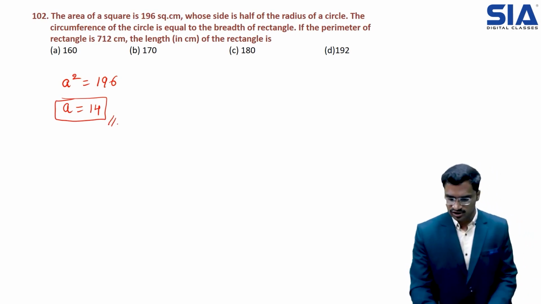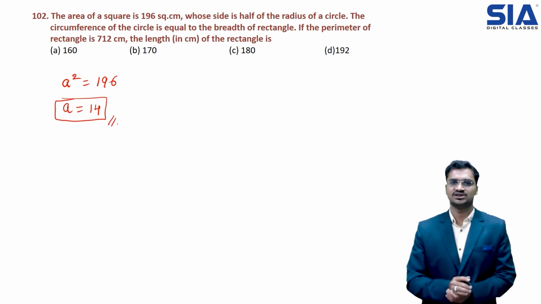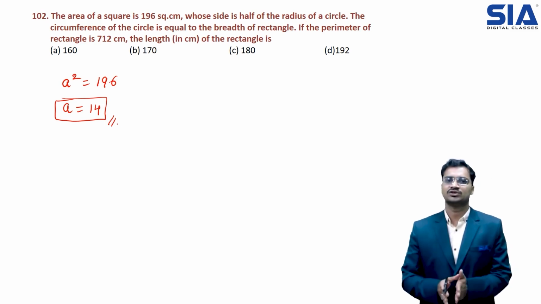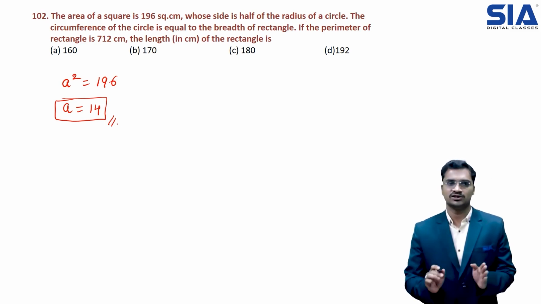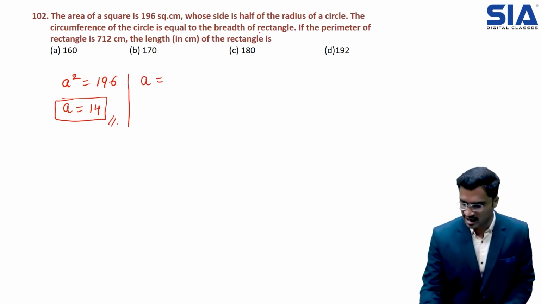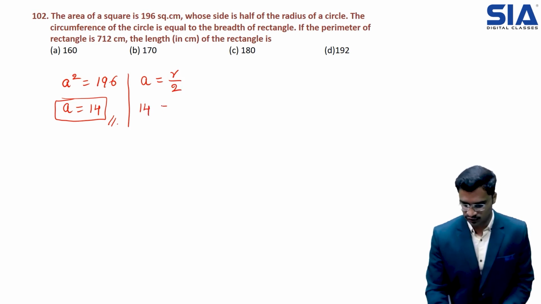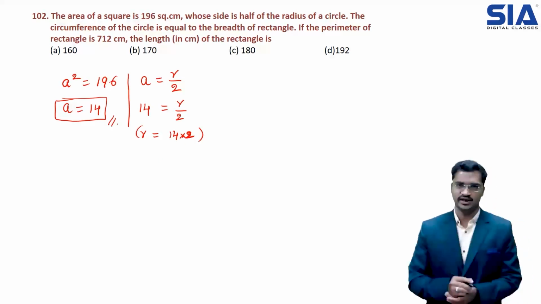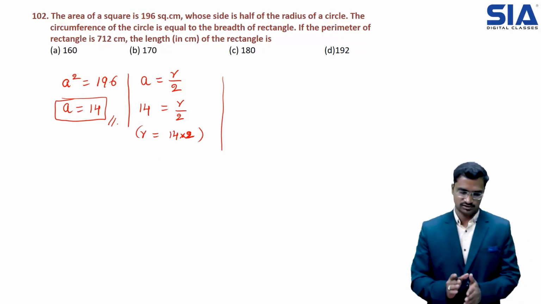Then whose side is half the radius of the circle? So the side of the square is nothing but half the radius of the circle. So the side of square is what? A. A is given as half the radius. So A is r by 2. So the value of A is 14. Then r by 2 is equal to 14. Then the value of r is what? 14 multiplied by 2. So then the value of r is 14 2s are 28. So the value of r is also found.